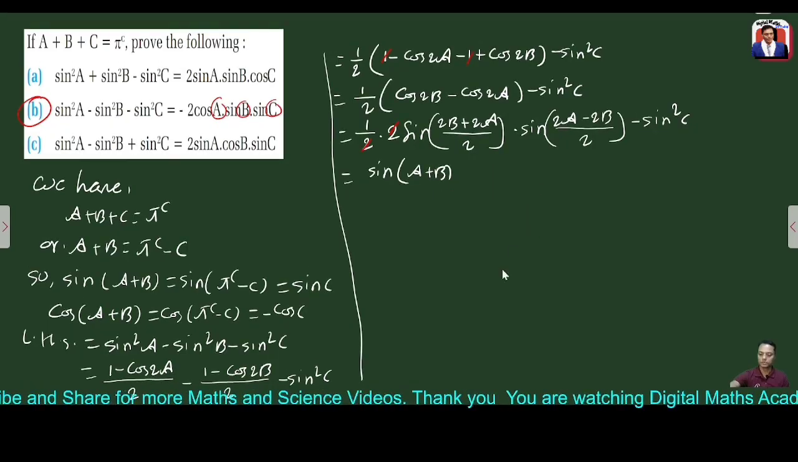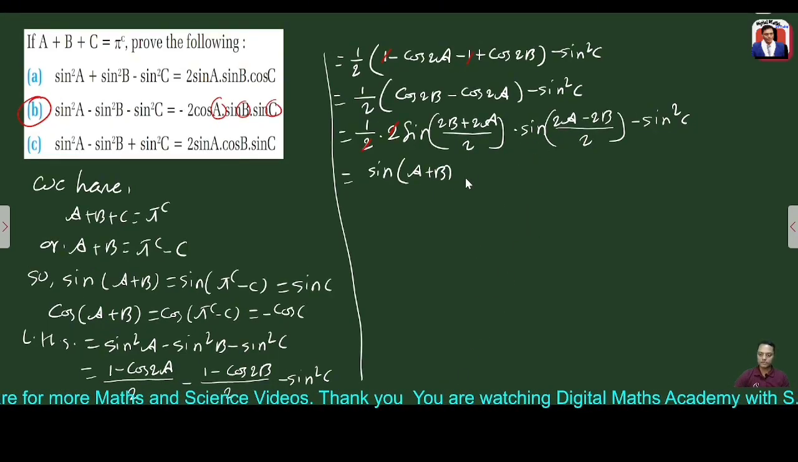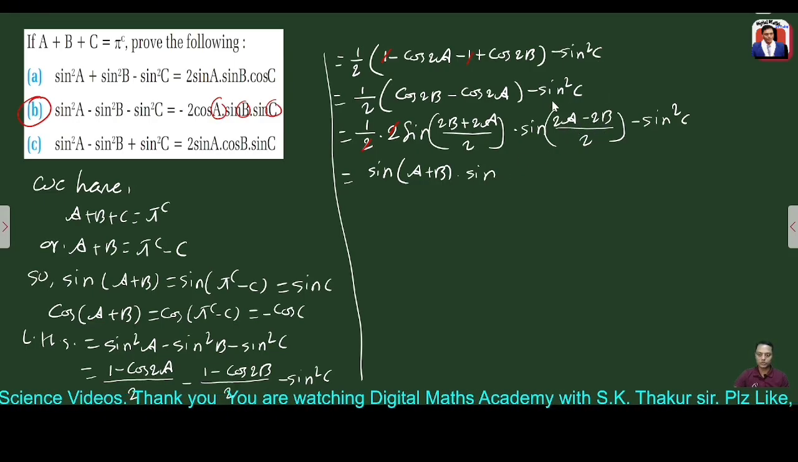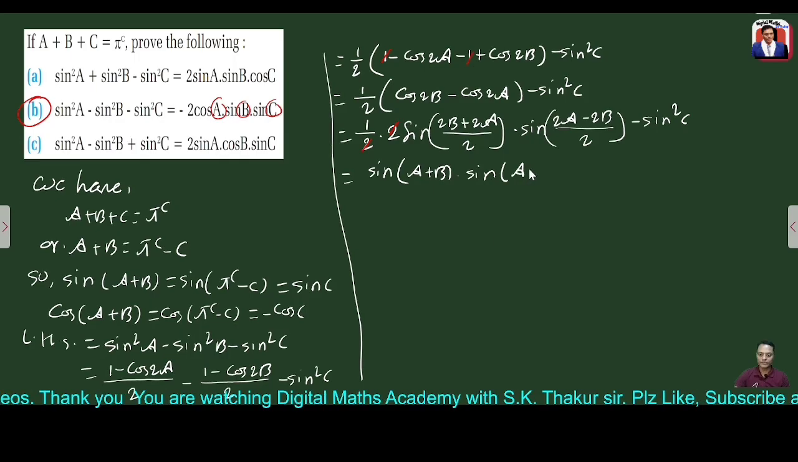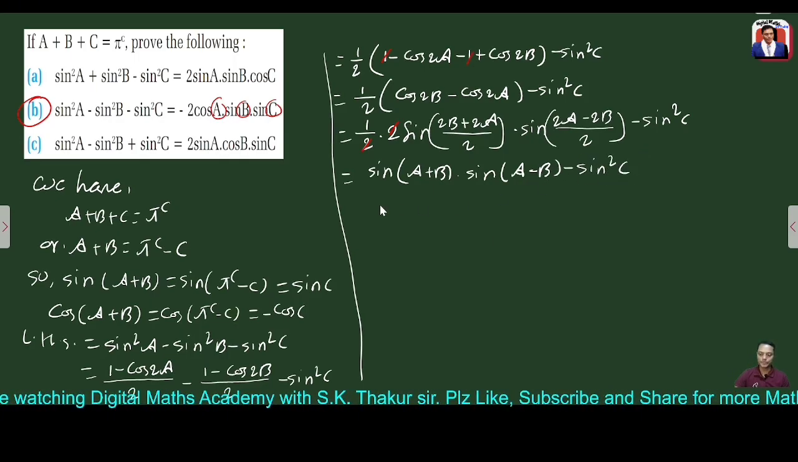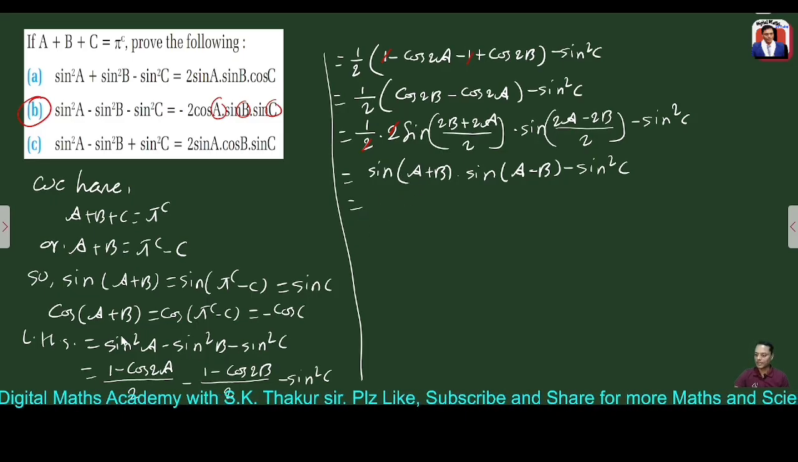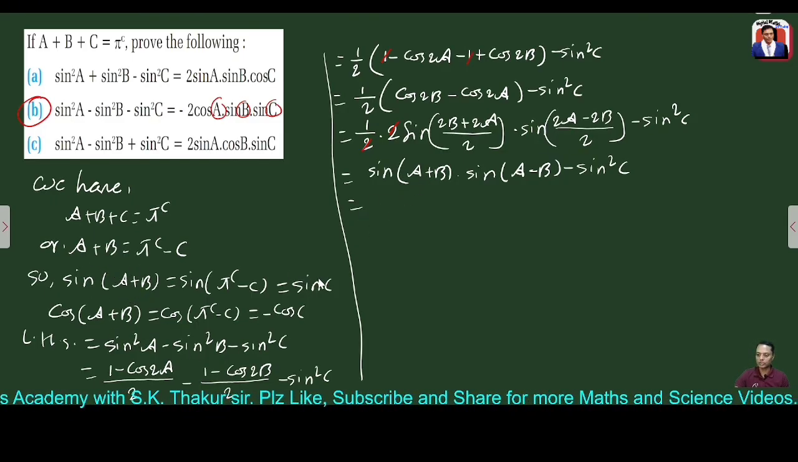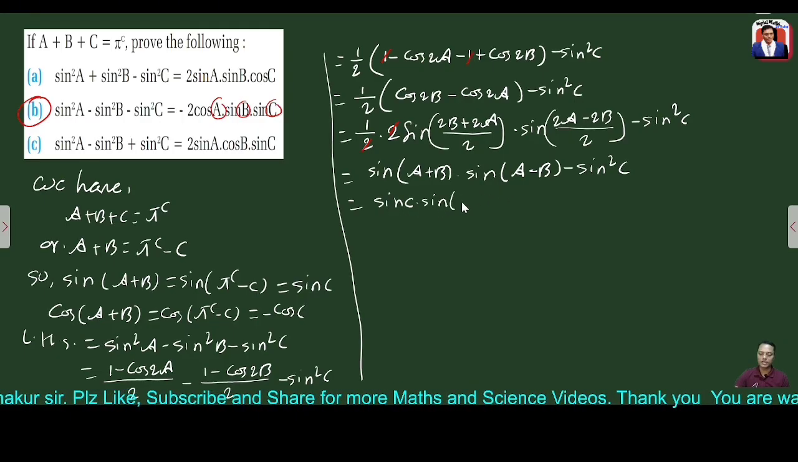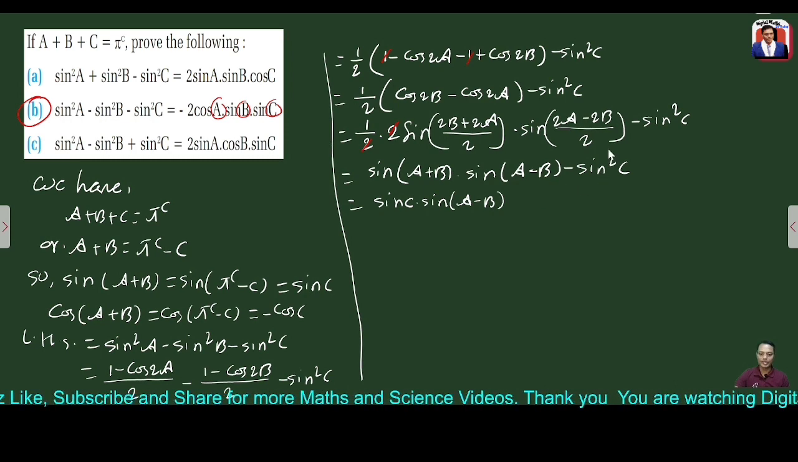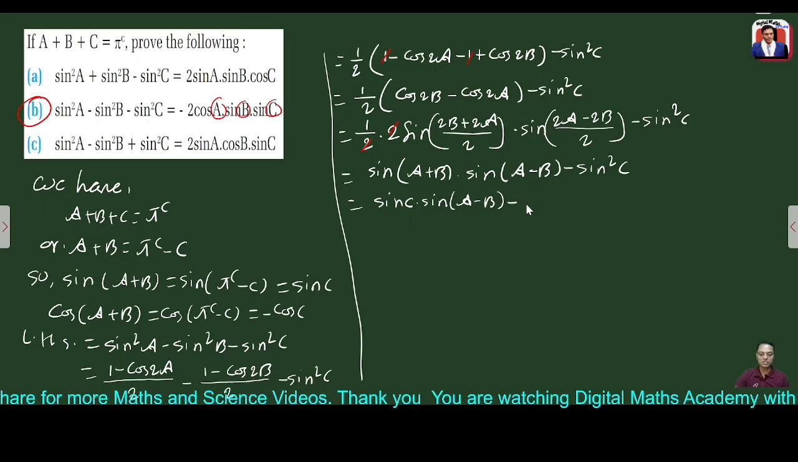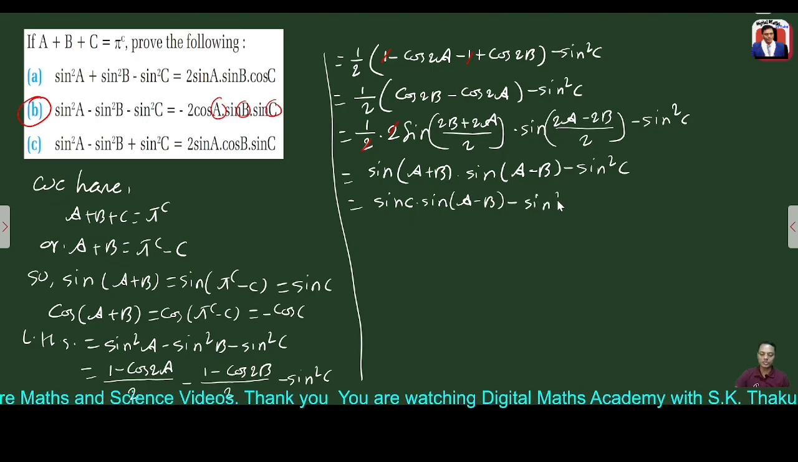That same thing for the next term. We have here sine, and we again take 2 common here also, and 2 and 2 will cancel. So we have here A minus B and then minus sine square C. Then we know that sine of A plus B equals to sine C. So we write here sine C, then sine of A minus B, and we can easily take sine C common from sine square C. So no need to change it into cos. So we write here sine square C only.